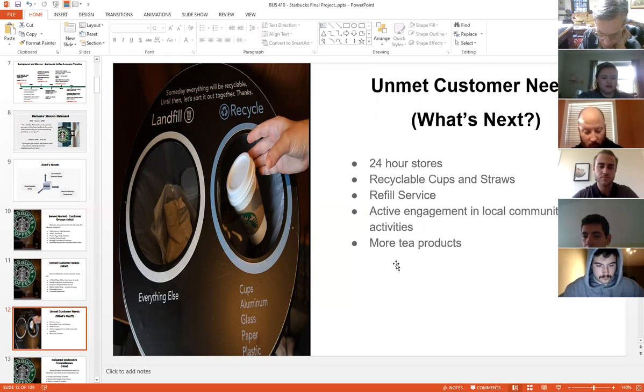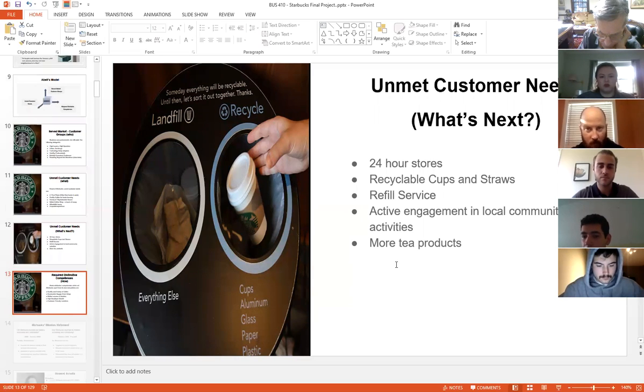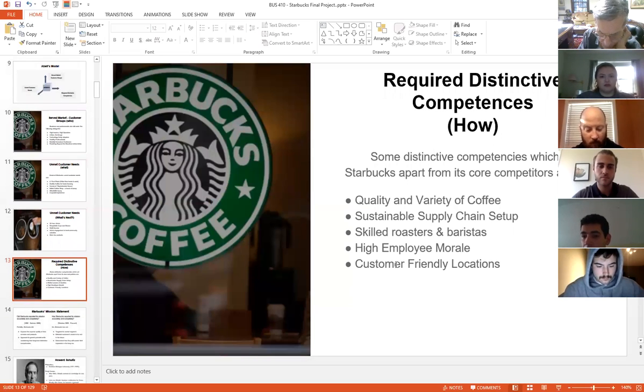And then we have more tea products, which Starbucks is still working on. For example, with the acquisition of Teavana, that's a start, but we still want more tea products, for example in Asian markets, where this is a big market, right? People in China drink a lot of tea. Then we have required distinctive competences, like quality and variety of coffee.